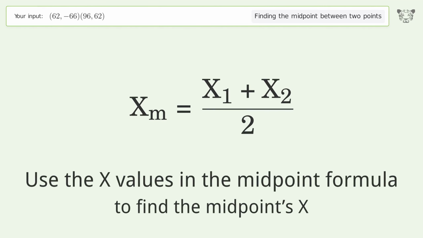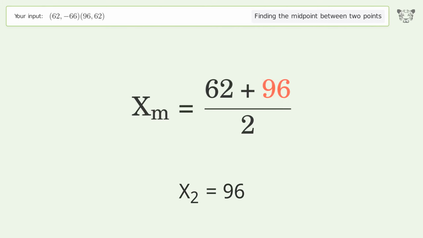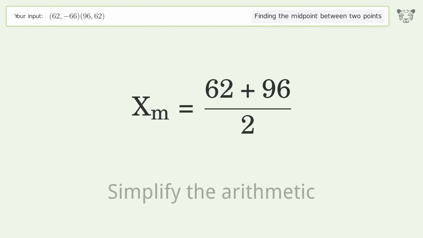Use the x values in the midpoint formula to find the midpoint's x. x1 equals 62. x2 equals 96. Simplify the arithmetic.